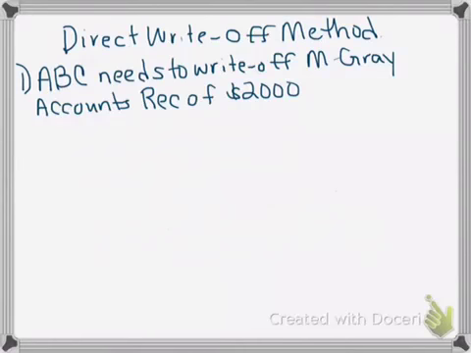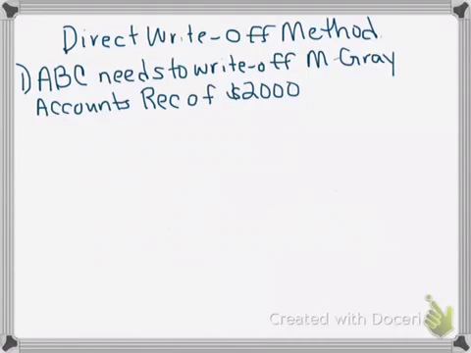The first is the direct write-off method. This is the method that a lot of small companies use. This is not in conformity with generally accepted accounting principles. All right, but a lot of small companies do this. If you don't have a lot of write-offs, then you may choose to use this particular method.